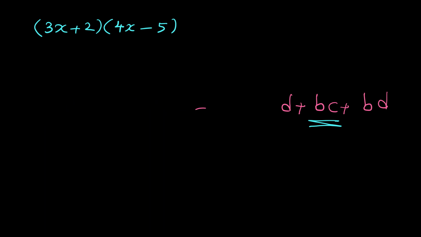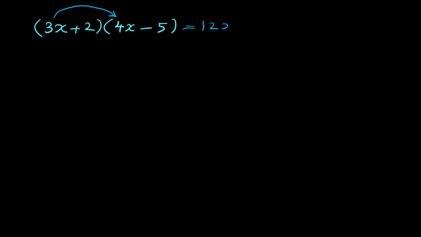So let's go back to our question. We want to multiply these two brackets by each other. We don't need to memorize anything. Simply multiply each term by each term. 3x times 4x is 12x to the 2, because 3 times 4 is 12 and x times x is x to the 2.